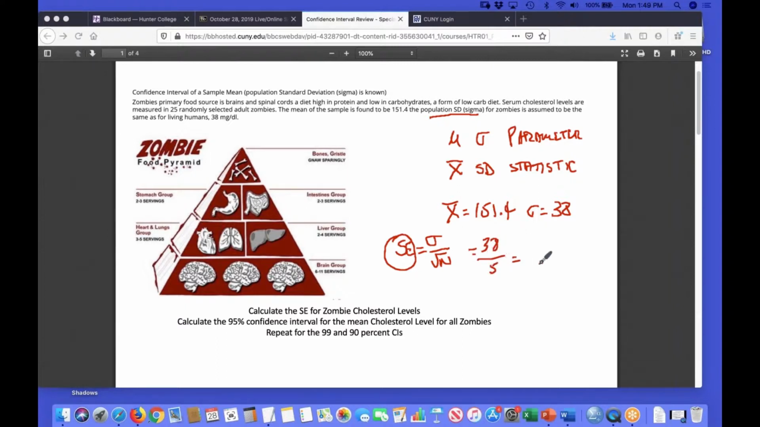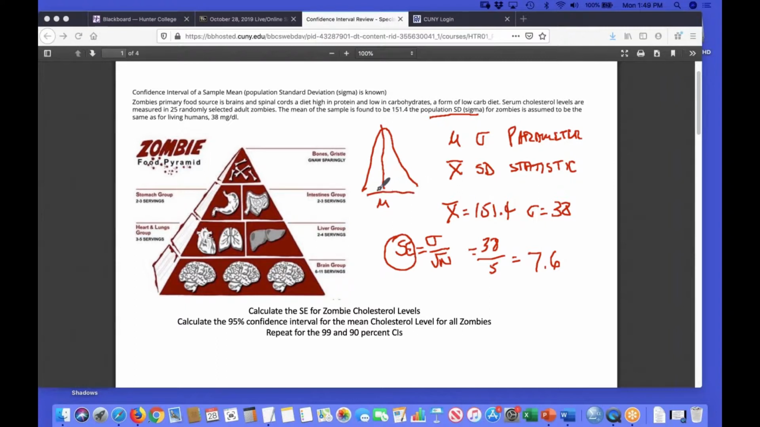So it's going to be 38 over 5, which is 7.6. Okay, I presume that's right. So our standard error is equal to 7.6. If I looked at this distribution of sample means, it would be centered at whatever the population mean is, which we don't know.